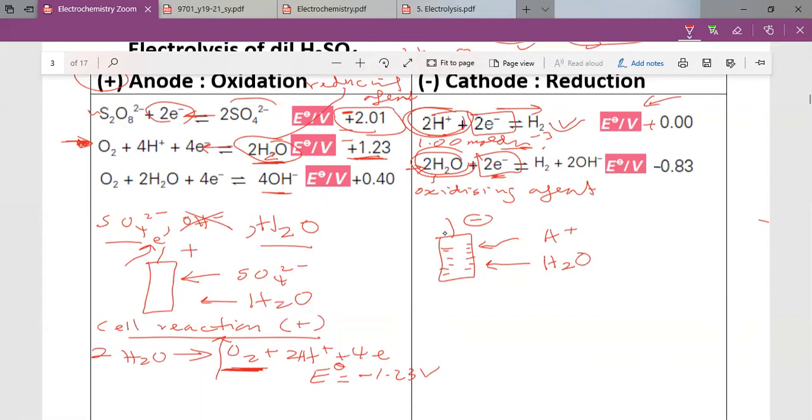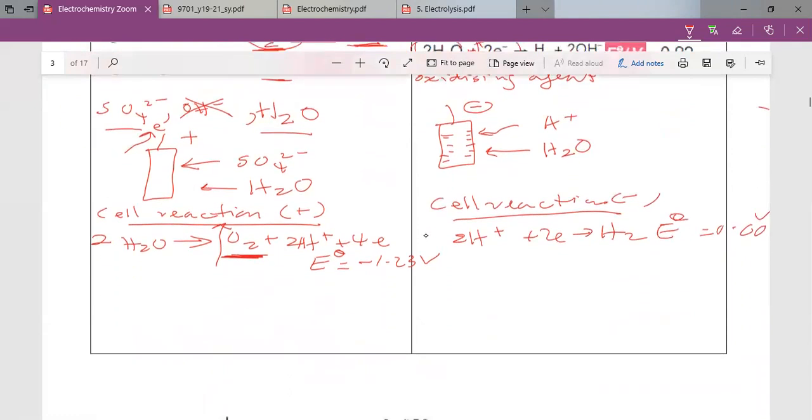So here, cell reaction here. What's actually happening there? Of course, it's a negative pole. Of course, it's 2H+ plus 2e- to give you H2 gas, and the E° is 0.00 volts. So hydrogen gas is given out, and so is oxygen gas.